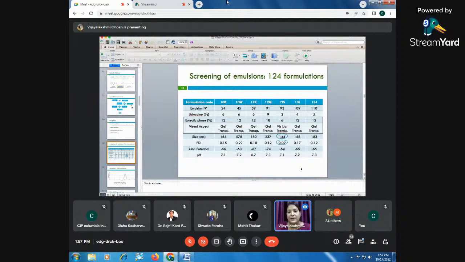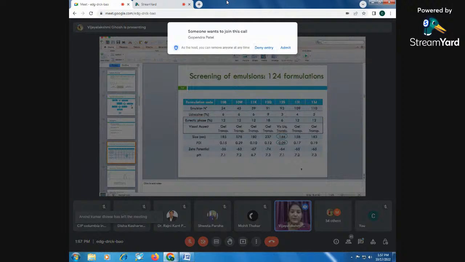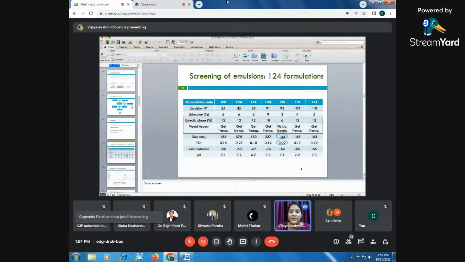Out of a total of 124 formulations which we have screened, I am showing you the 7 best formulations: 10B, 10W, 11K, 12Q, 12S, 13I and 13J. Of these 7 best formulations, the lowest droplet size was obtained with the 12S formulation, where we have taken lidocaine 3% and the eutectic phase is 6%. That means the other 3% is the fatty acid.